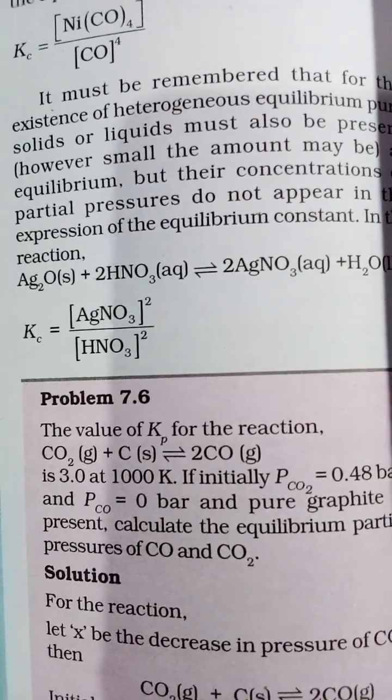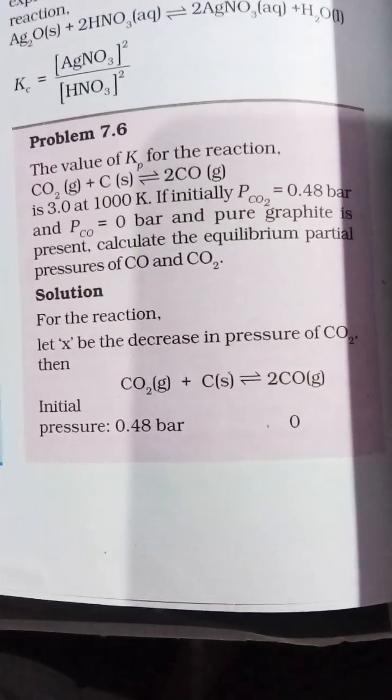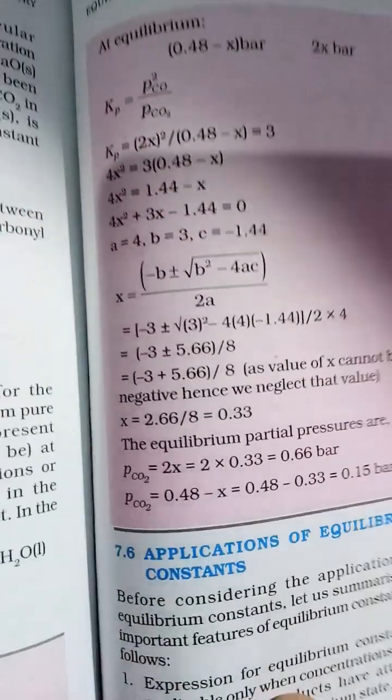Kc = [AgNO3]^2/[HNO3]^2. So here is the problem. You will see here some problems, the value of K for the reaction, and here the other solutions.